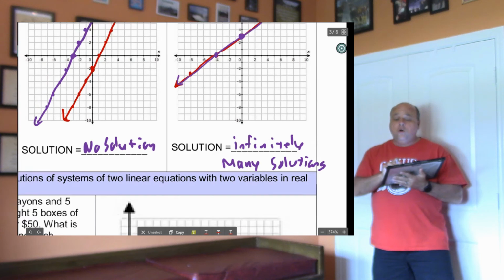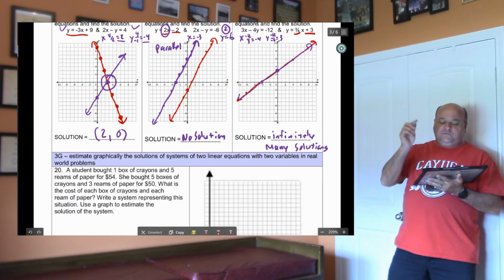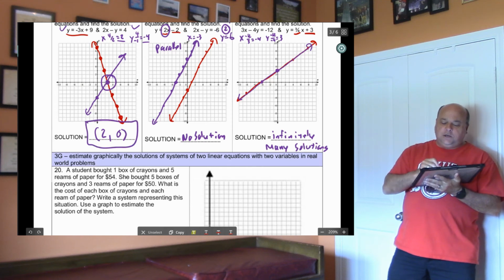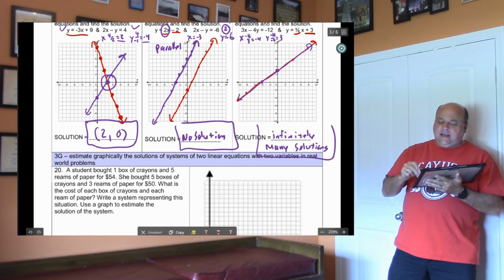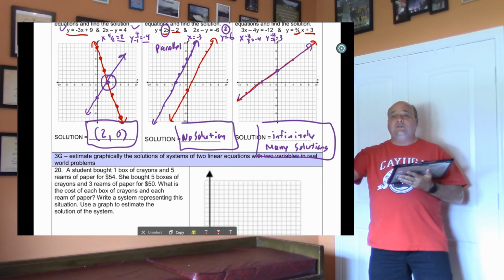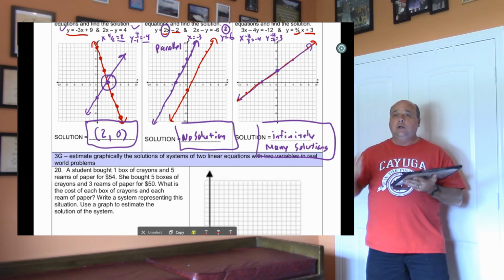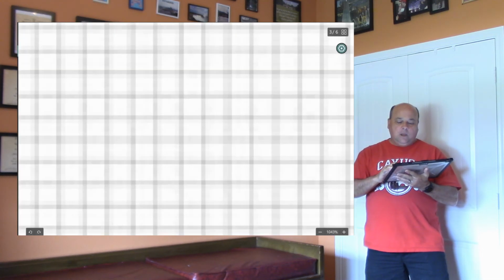Fun, fun, fun. What you've just done, there's one solution, no solution, and infinitely many. That's what happens when you graph lines or do systems of equations. Most systems have one solution. The two lines cross at a point.